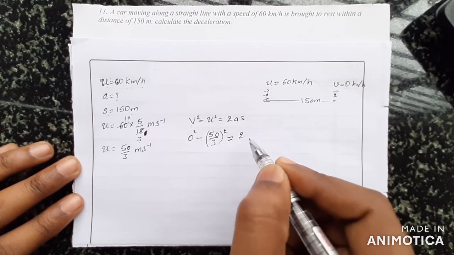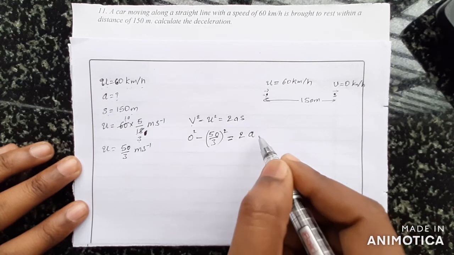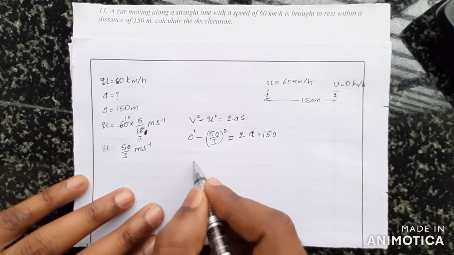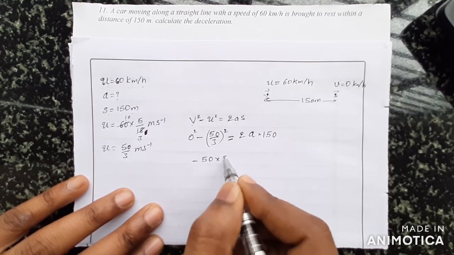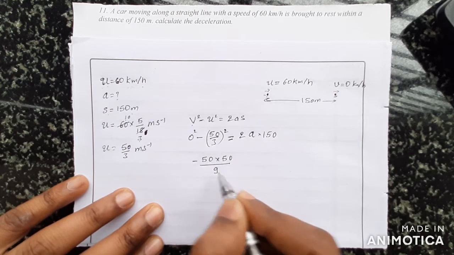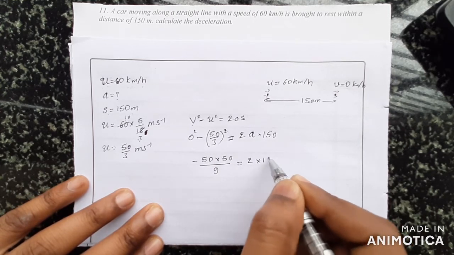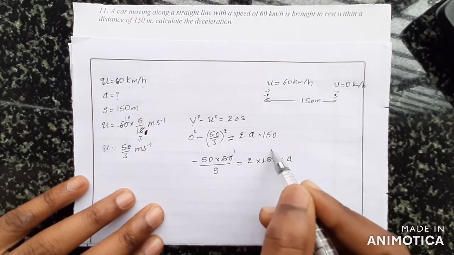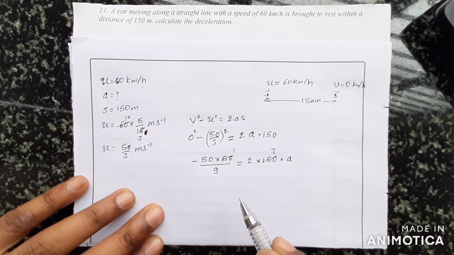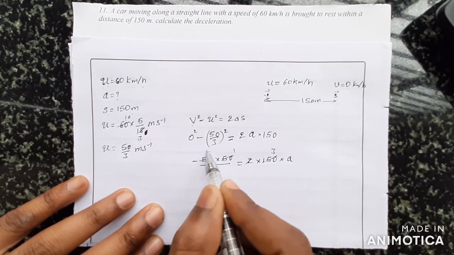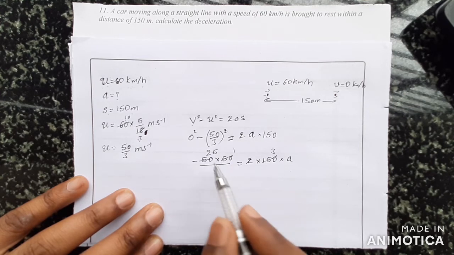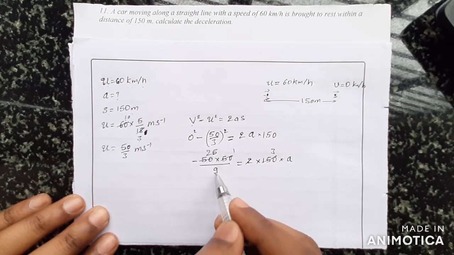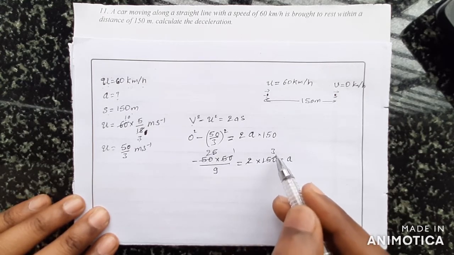2 into a. What is a? a has to be calculated. Displacement s is 150 meter. Now here we have minus 50 into 50 divided by 3 squared, which is 9, is equal to 2 into 150 into a. Now 5 1s are 5, 5 3s are 15, and 2 5s are... So what we are left with in the LHS is 25 by 9 and in the RHS we are left with 3.